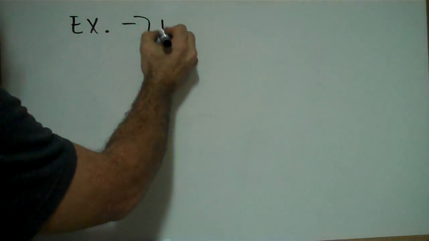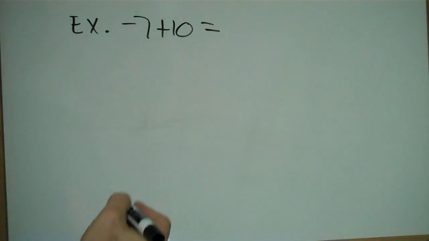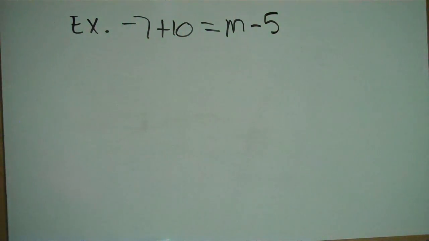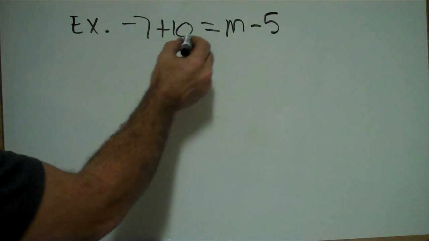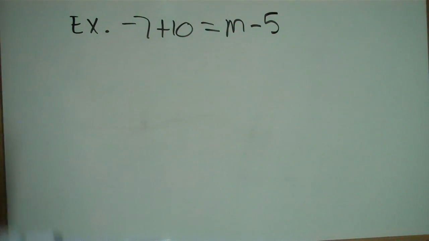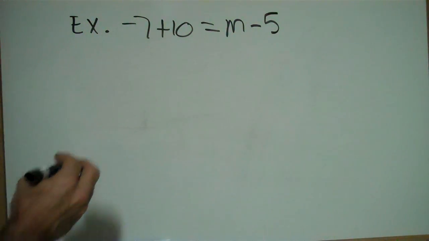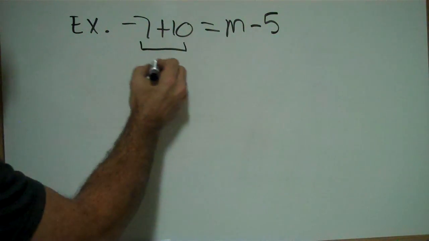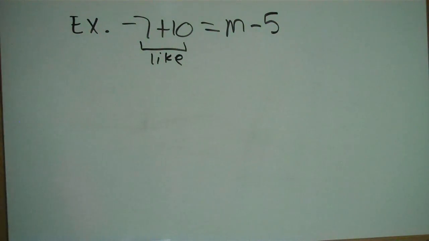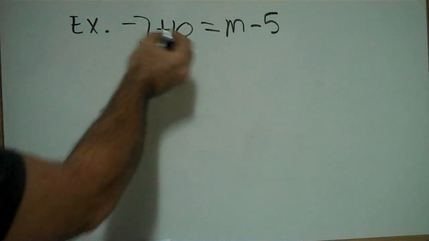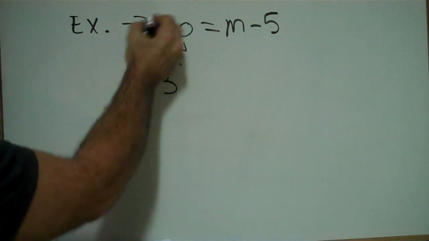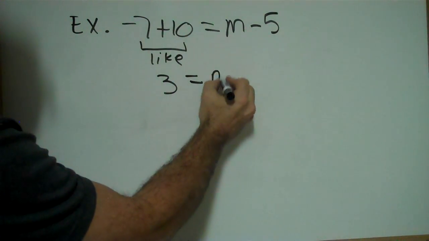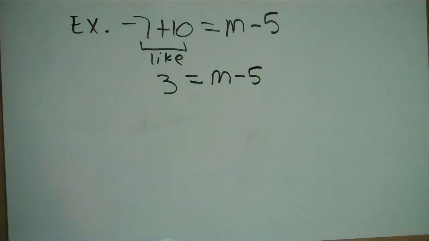Alright, -7 plus 10 equals m minus 5. Now, first thing you want to do is look on each side of these equal signs and see if you can combine any like terms. Well, the m and the -5 won't add together, but these two numbers will add together. So, I'm adding unlike signs. 10 minus 7 is 3. Larger number is positive, so the 3 is positive. That's equal to m minus 5.